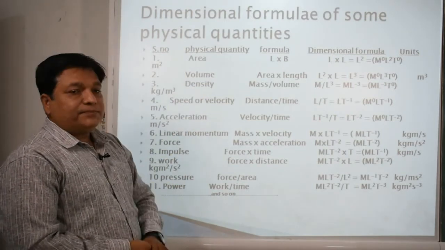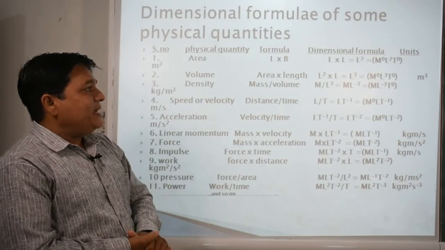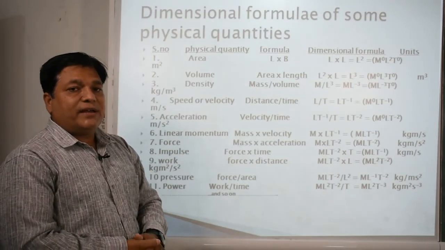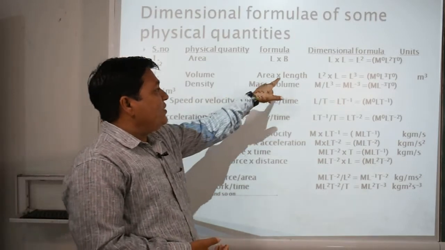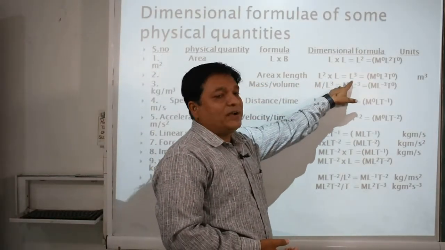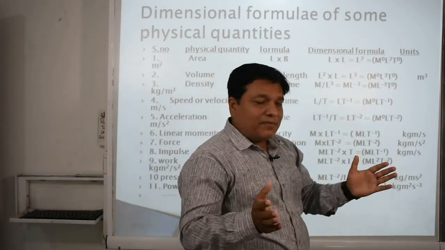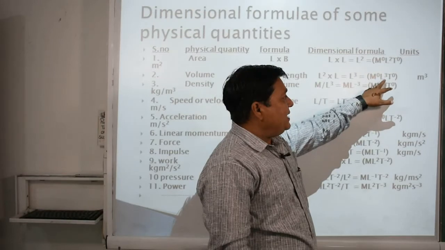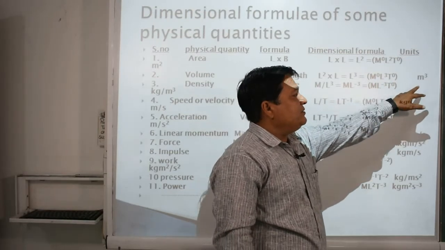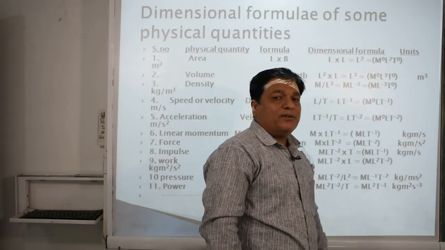Next we take volume. Volume is actually what? Area into length. The dimensional form of area is L square, and again for length we use L. So L square into L is equal to L to the power 3. We write its dimensional formula. There is an absence of mass, so M to the power 0, L cube, T to the power 0, and its unit will become m cube, m to the power 3. That is the unit of volume.